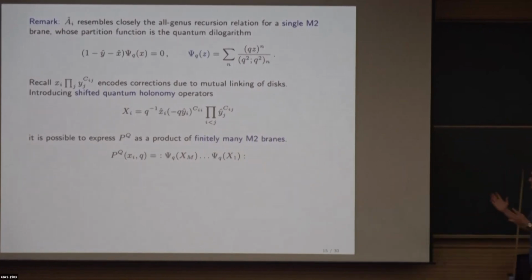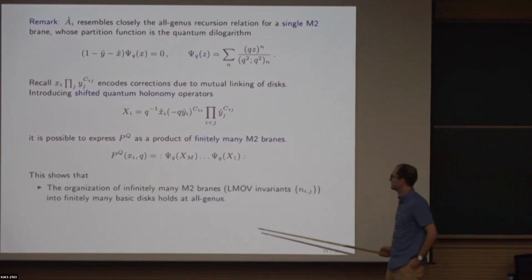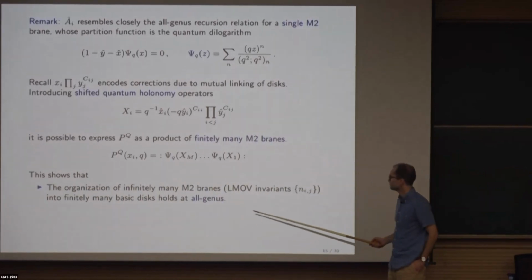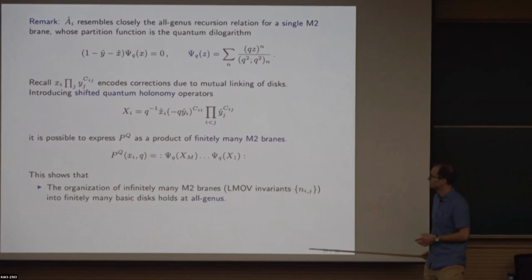So the statement is that it's manifest now that the quiver partition function can be written as finitely many basic disks coupled together by linking. And this statement is now manifestly written in a way that holds at all genera.